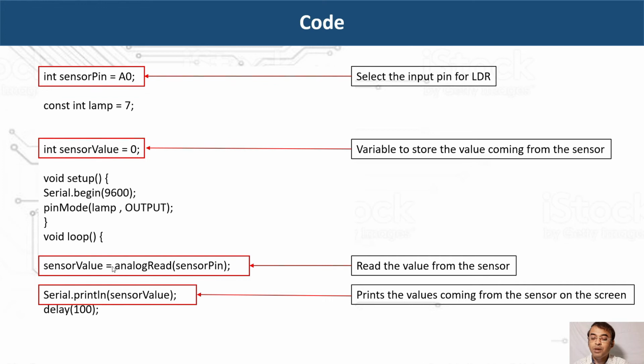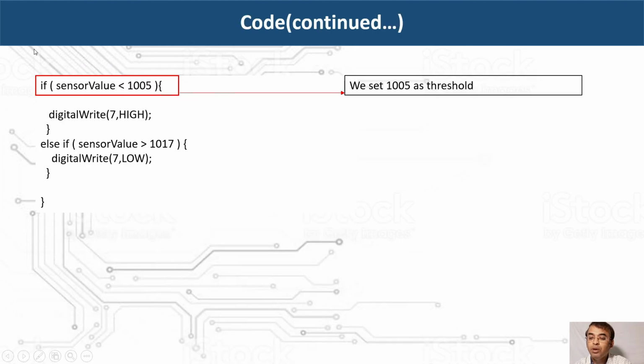Then we have a loop function. Here I have used the analogRead function, which takes the value from the sensor pin, that is A0, reads the value from the sensor and stores it in the sensor value variable. Then you can print the sensor value if you want. Guys, you can see the code.